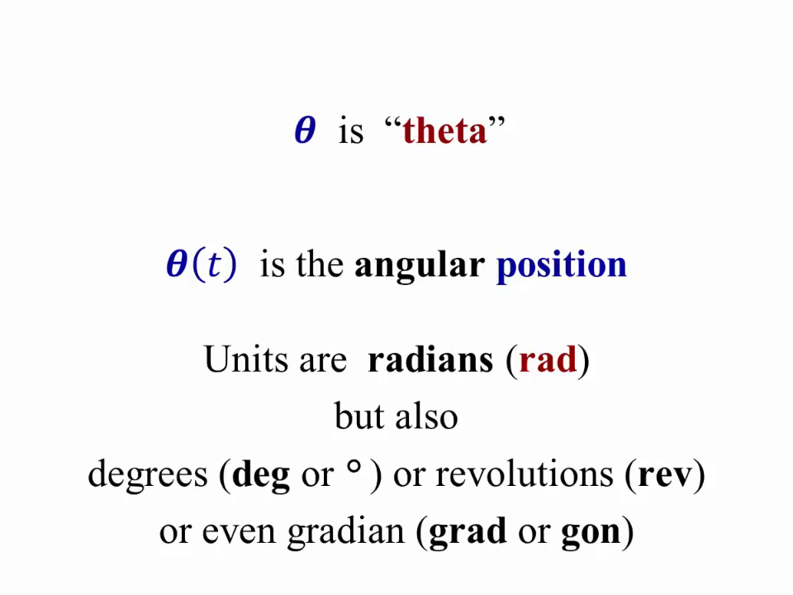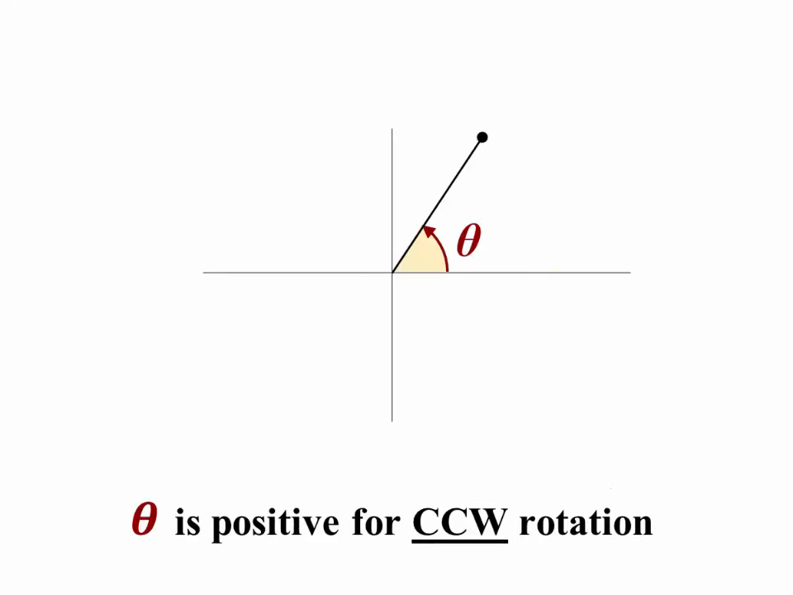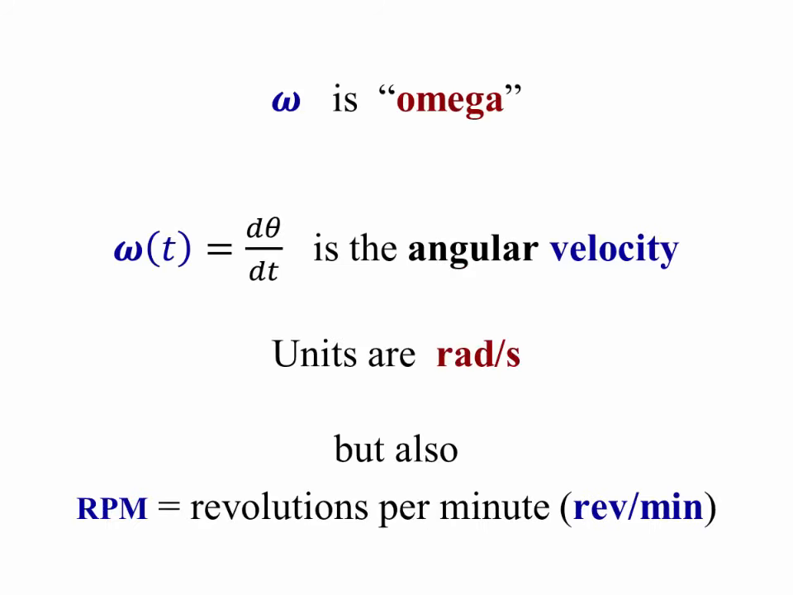You probably know theta as an angle, and that's why we use it as an angular position here. Its units should be in radians, that's its standard SI unit, but you can also use degrees or revolutions or even gradients. I want to remind you that the angle theta is positive when you have a counterclockwise rotation. That is the standard definition that we use both in mathematics and in physics.